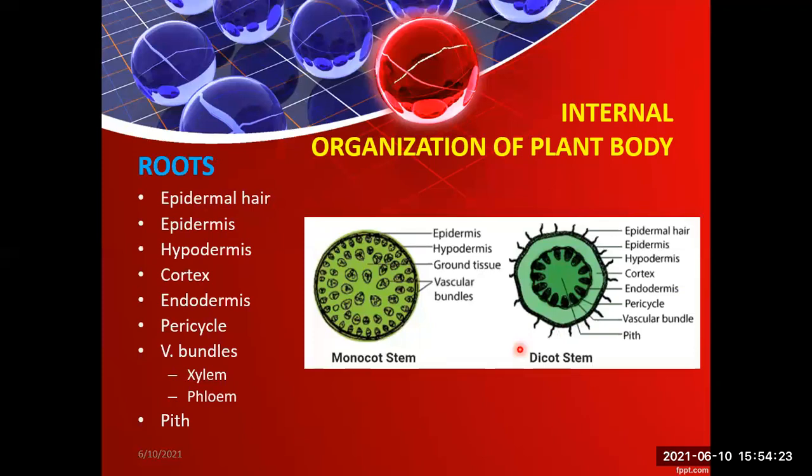The internal structure of the root also consists of the epidermal hairs, epidermis, hypodermis, cortex, endodermis, pericycle, vascular bundle containing the xylem and phloem, and pith.